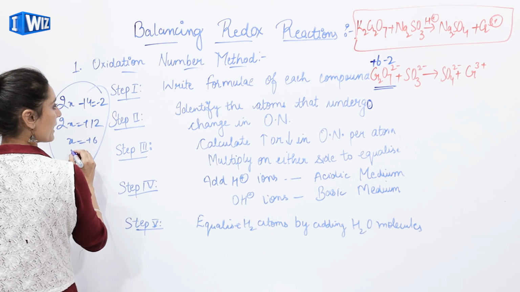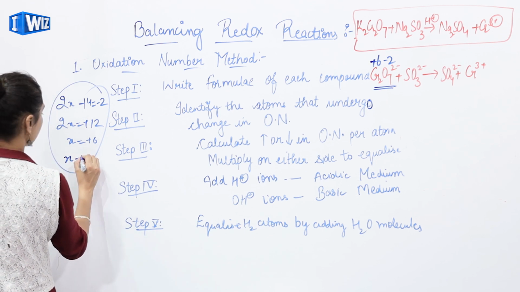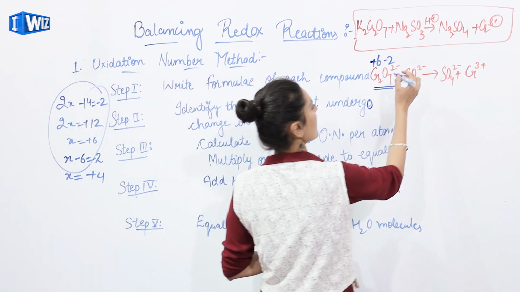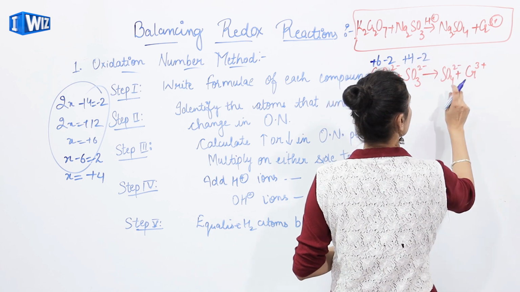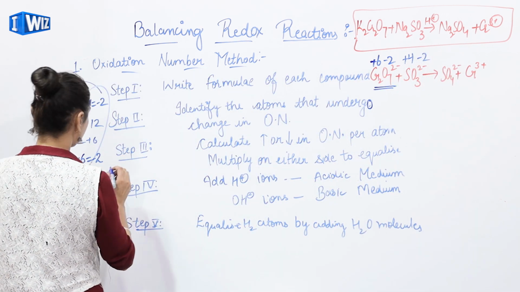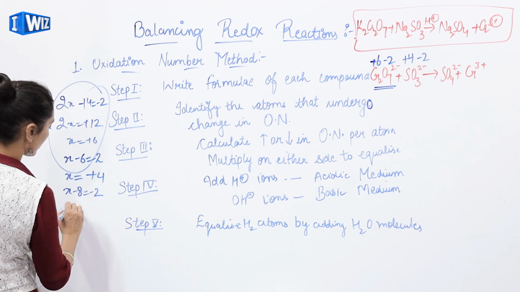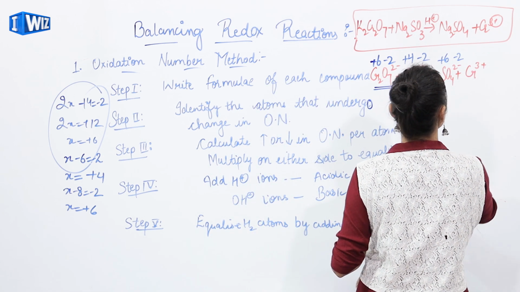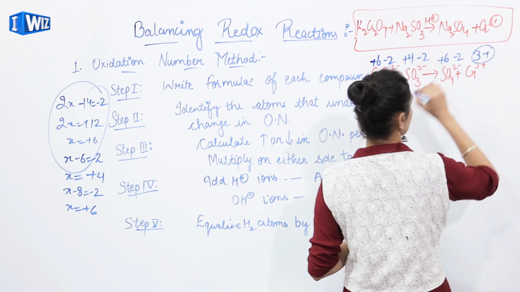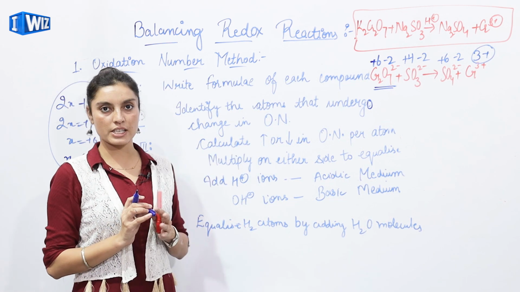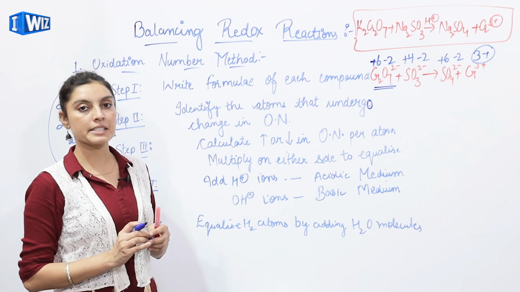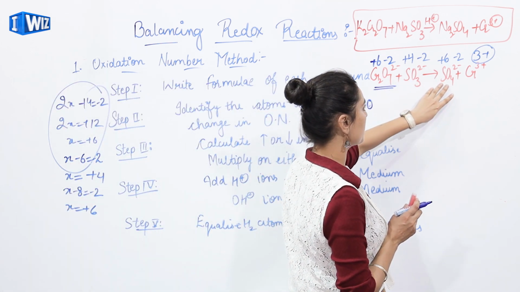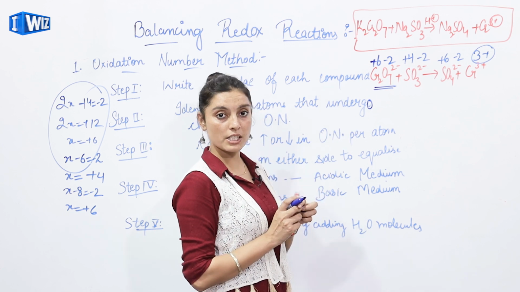For sulfur in sulfite we can again find out, that is x minus 6 equals minus 2, x comes out to be plus 4. So here we have plus 4 and minus 2. For sulfur in sulfate, again we can calculate, x minus 8 equals minus 2, so we have plus 6 here, minus 2 for oxygen, and chromium 3 positive. Fine, so we have written the oxidation numbers. Now we have to identify the atoms where there is a change in the oxidation number. So chromium as well as sulfur, we can easily see that there is a change in the oxidation number.